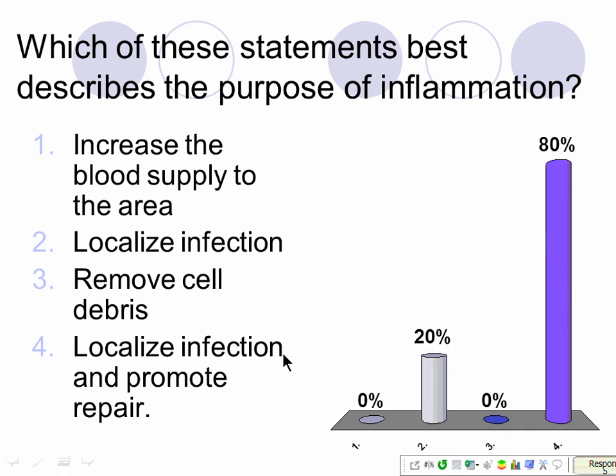Okay, very good. Yes. When you look at this, you must see what it says, which of these statements best describes. So see which statement uses everything. You do localize infection, and the idea is to promote repair or healing of the tissue. Yes, cell debris is removed, infection is localized, but to localize and remove all this, the idea is to promote repair. So this is the one which best describes what's going to happen.